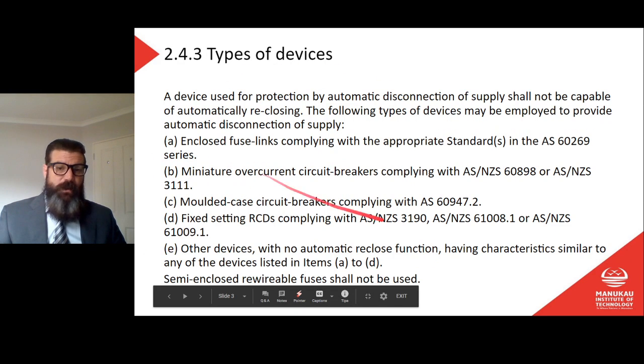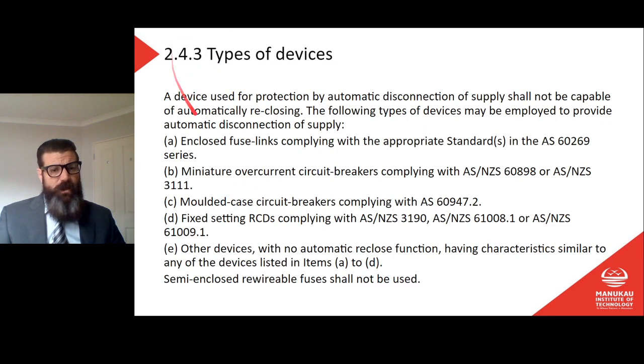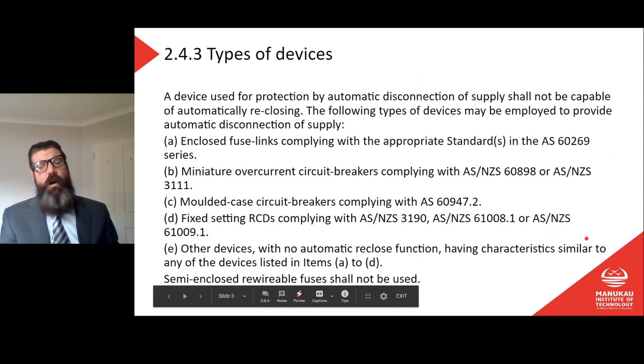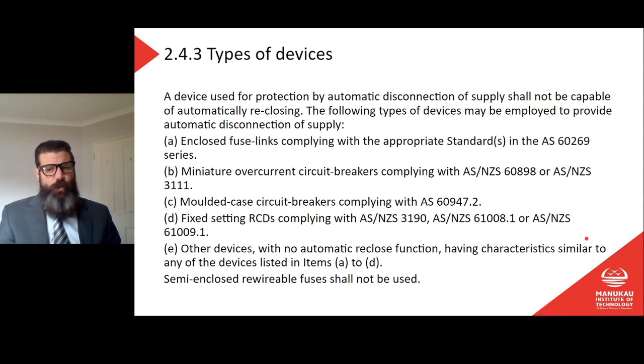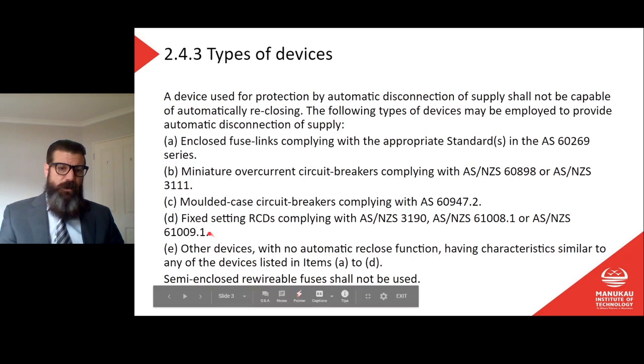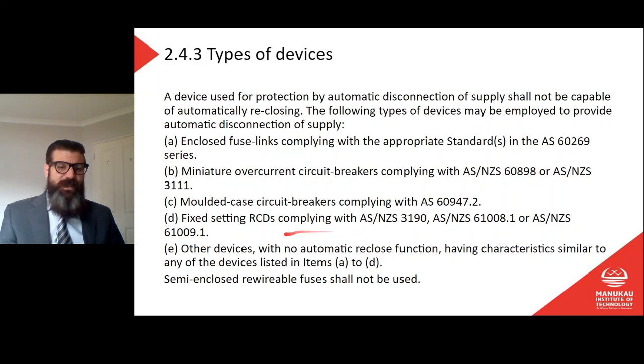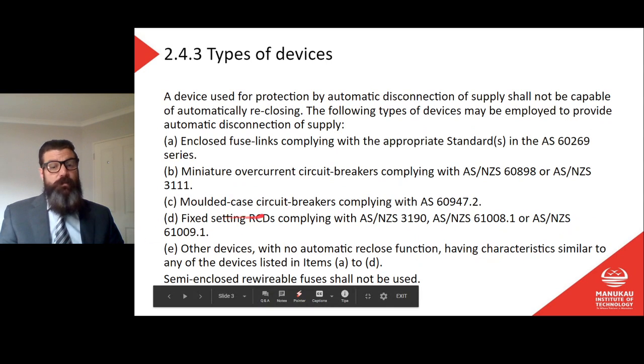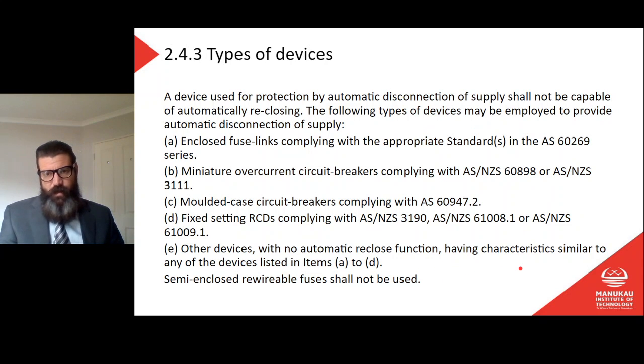Here is a list, again straight out of AS/NZS 3000. This is section 2.4.3. You can look that one up if you need to, but this gives us a list of the type of devices that we may use in order to comply with the previous clause, which talked about automatic disconnection of supply. Note D, fixed setting RCDs, complying with these standards here. So we can use RCDs as one of our methods of automatic switching off of supplies. And also note, rewirable fuses should not be used. Remember that one.